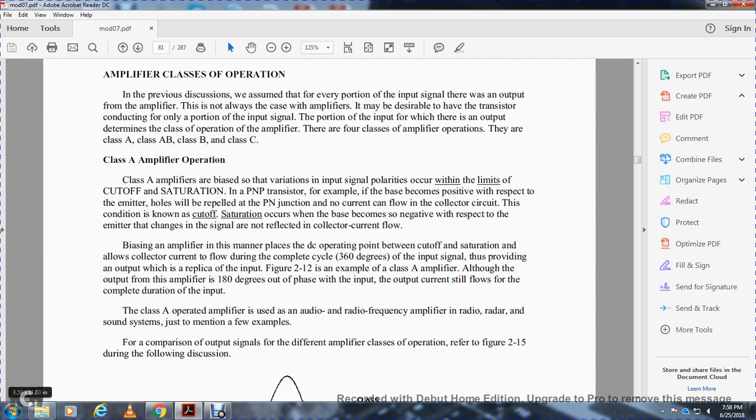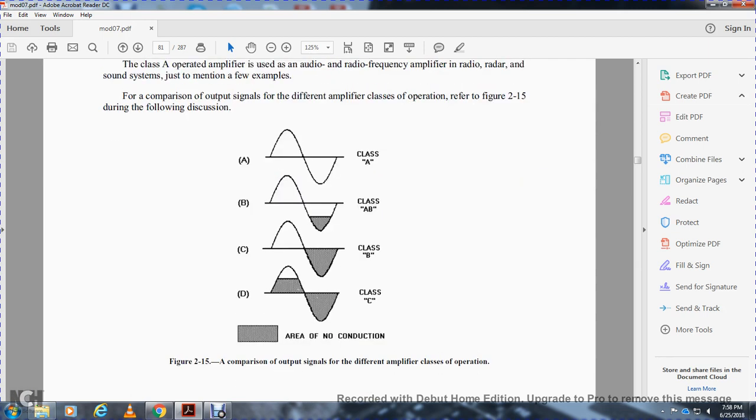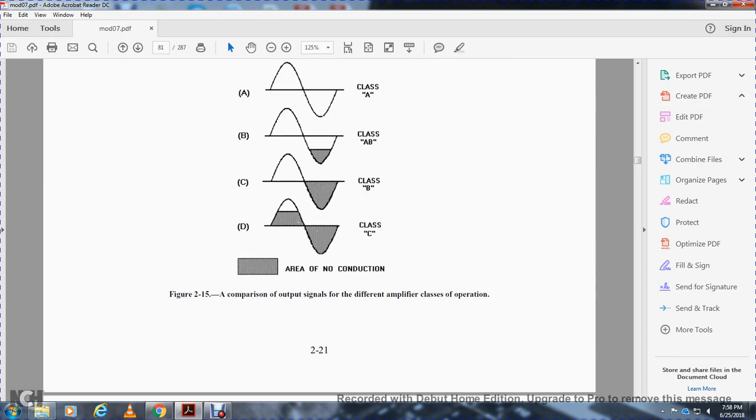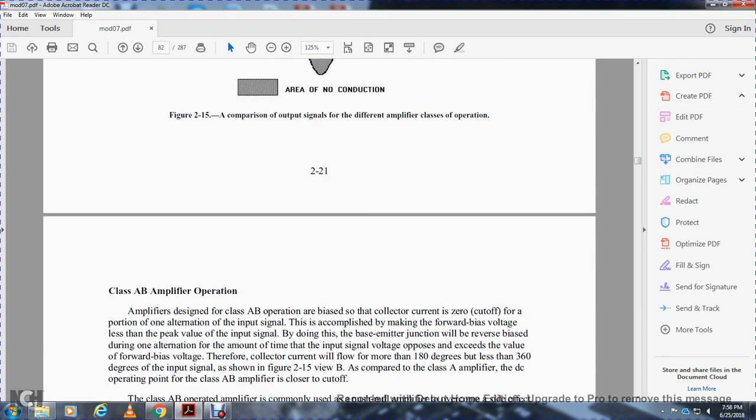As mentioned, for example, a comparison of the output signals of the different amplifier classes of operation is shown in figure 2-15 for the following discussion. Class A, Class AB, Class B, Class C. The area of no conduction is shaded. Comparison of the output signal for the different amplifier class operations. Class AB amplifier operation.